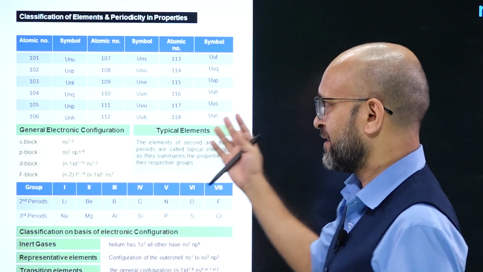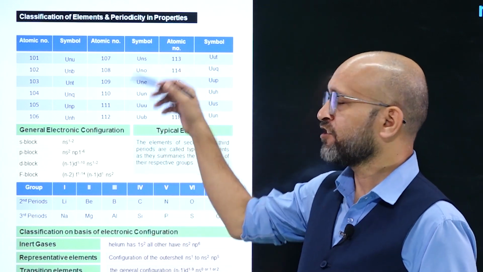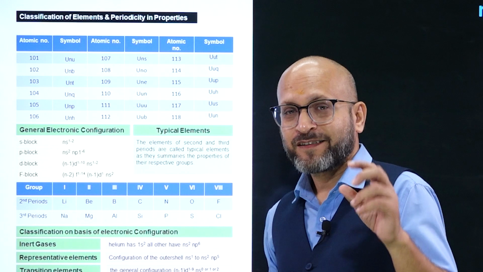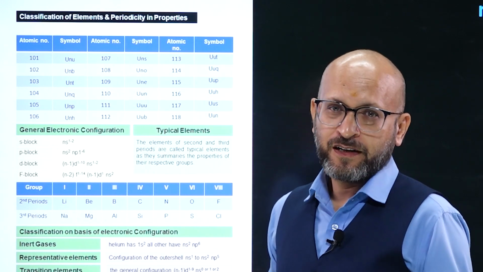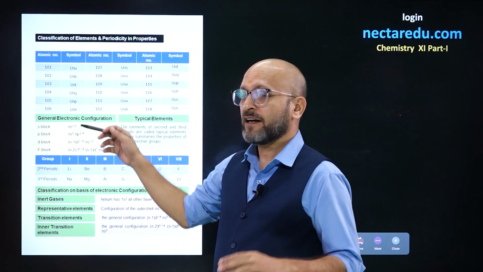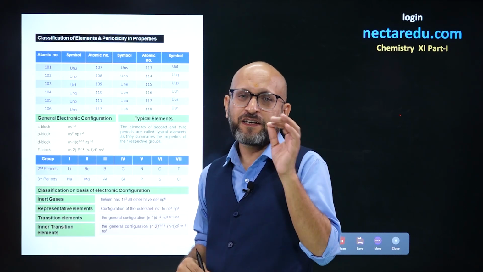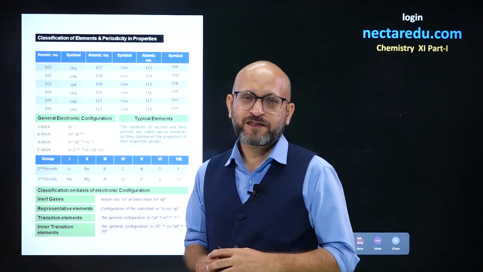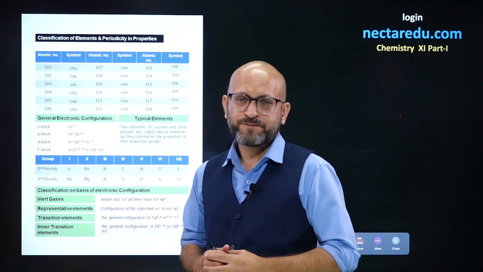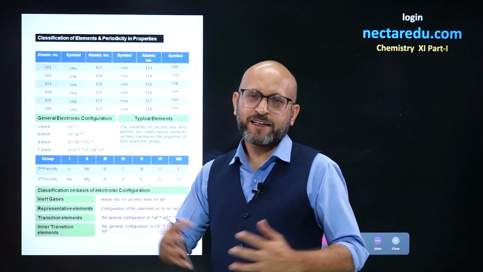And what else is there in this slide? You have atomic numbers and their IUPAC names. For atomic numbers of elements above 100, their unique way of naming we have discussed in previous slides. So I hope that is already clear to you. So that is it for now.